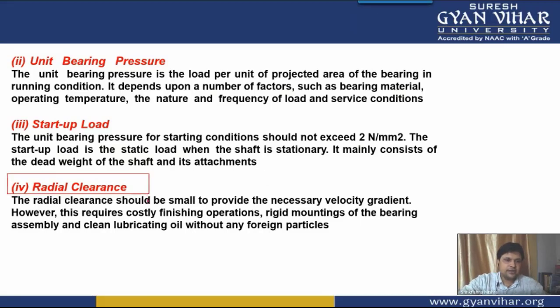And the radial clearance. What is radial clearance? Radial clearance is basically the difference of the radius of the journal and the bearing, as I have already told to you. And it should be small. Why? To provide necessary velocity gradient. In order to provide necessary velocity gradient, we use a small value of radial clearance. However, this requires costly finishing operations, rigid mountings of the bearings assembly and clean lubricating oil without any foreign particles.